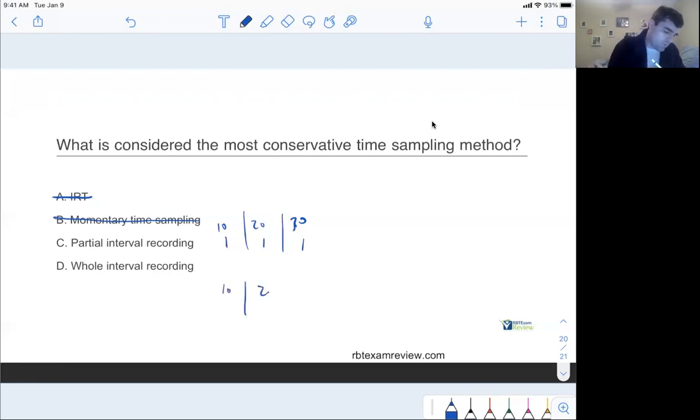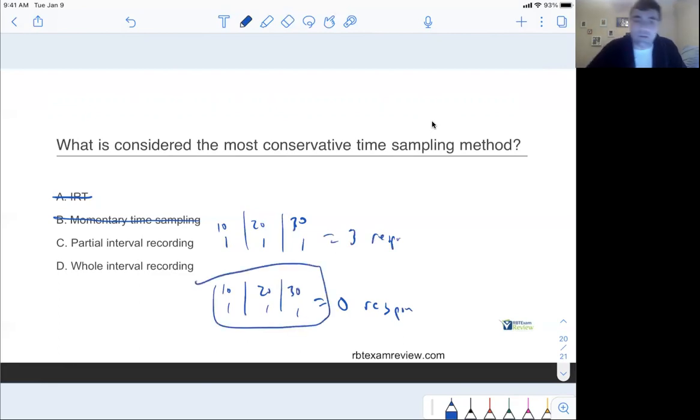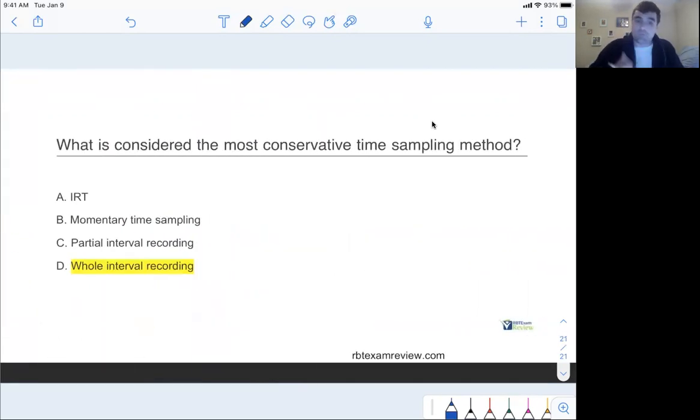What about whole interval? Well, if we did the same thing in whole interval and behavior happened 1, 1, 1, that would be 0 responses versus 3. Why? Because in the whole interval, it has to happen the entire time. So you can see the huge difference in the two. So what's more conservative, the 3 responses or the 0? Well, it's going to be the 0, because our whole interval recording says the behavior didn't happen. A very conservative way to view the behavior. Therefore, the answer is whole interval recording.